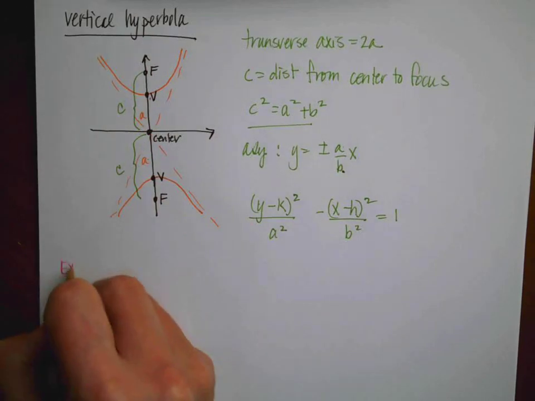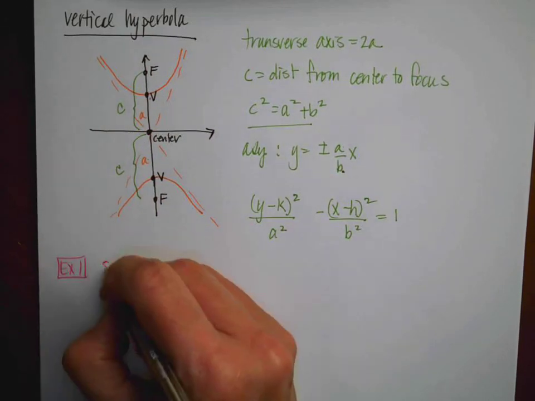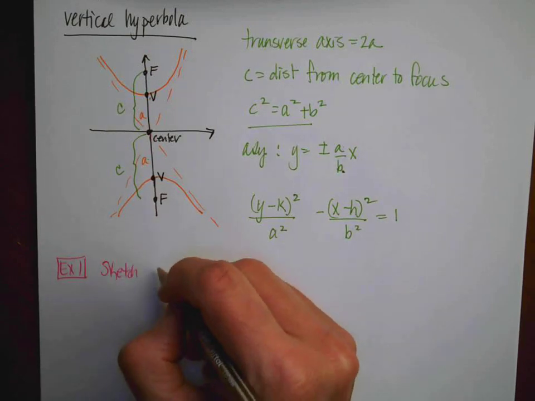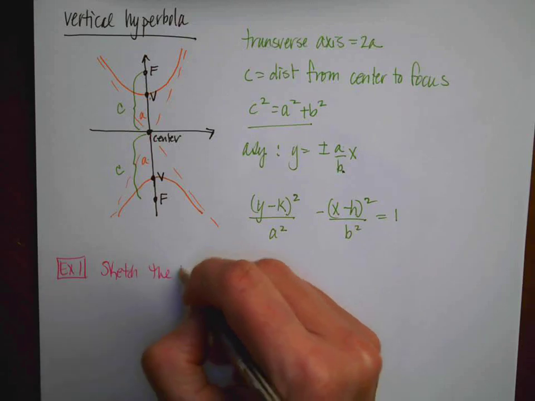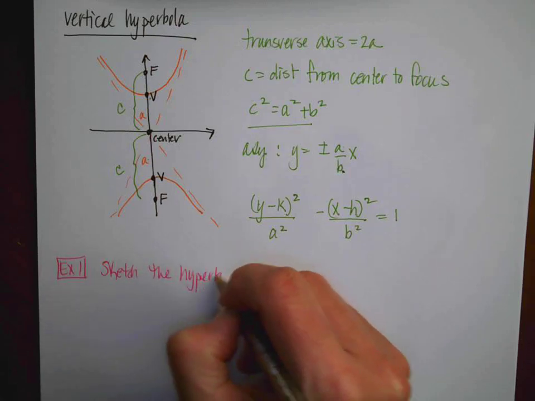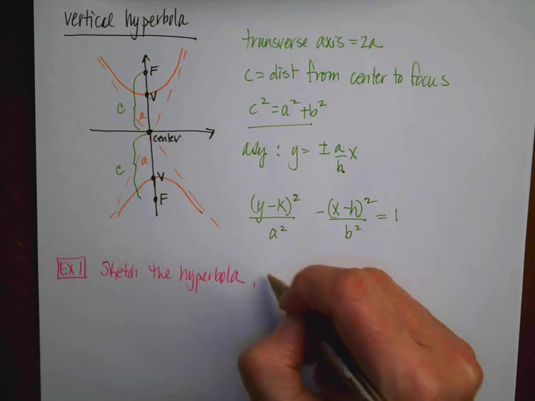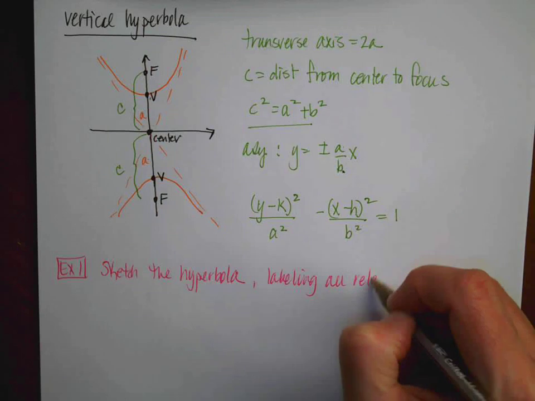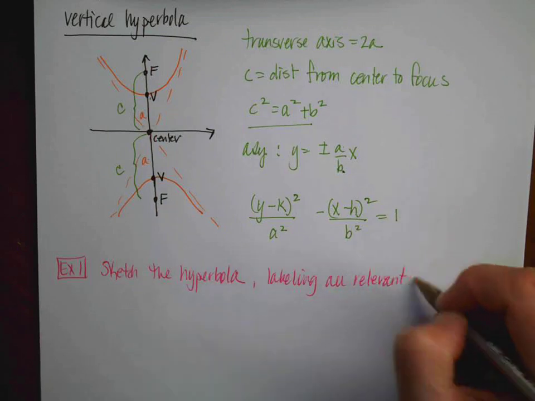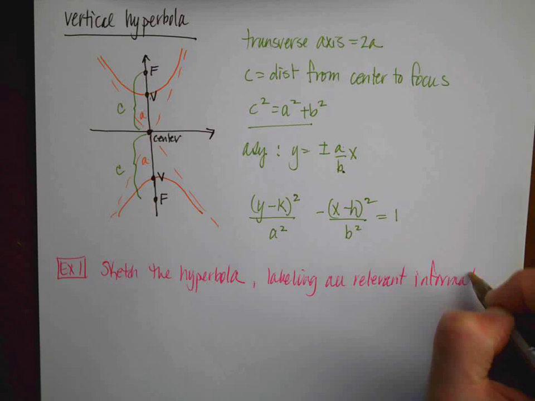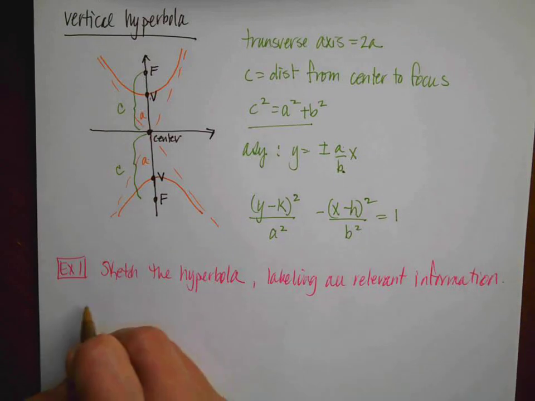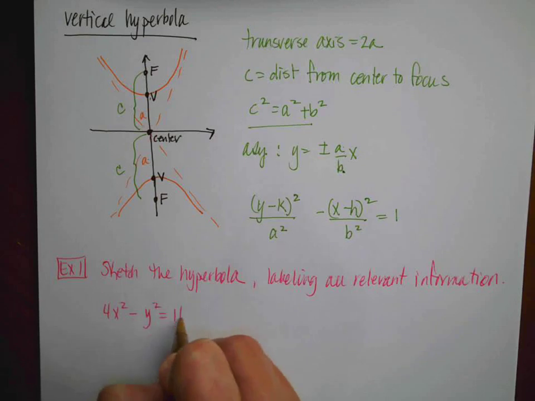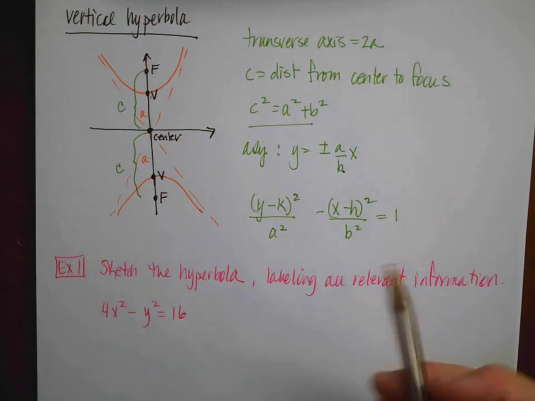All right, let's do our first example. So example number 1, I want to sketch, except I forgot the C, sketch the hyperbola. And then I'm going to label all relevant information. Alrighty, so I'm going to be given the equation 4x squared minus y squared is equal to 16.